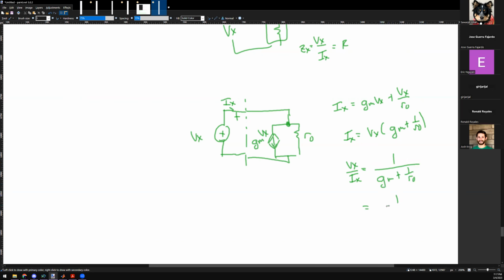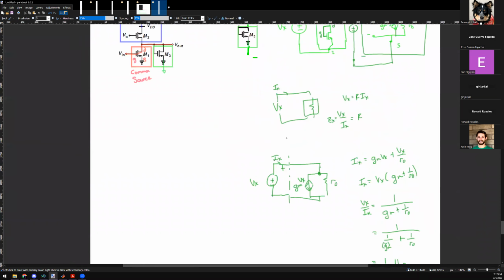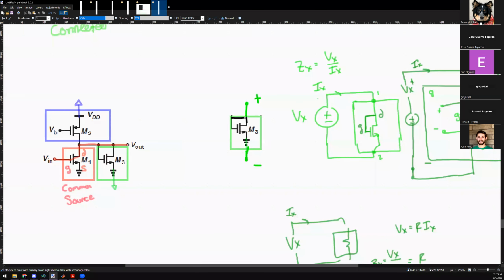I could rewrite this as 1 over Ro and 1 divided by 1 over GM, which is the definition of parallel, isn't it? The inverse of inverse impedances is the definition of parallel. So this is equivalent to 1 over GM parallel Ro. So when the gate and the drain are directly connected, it's called diode connected. It says that in the notes.